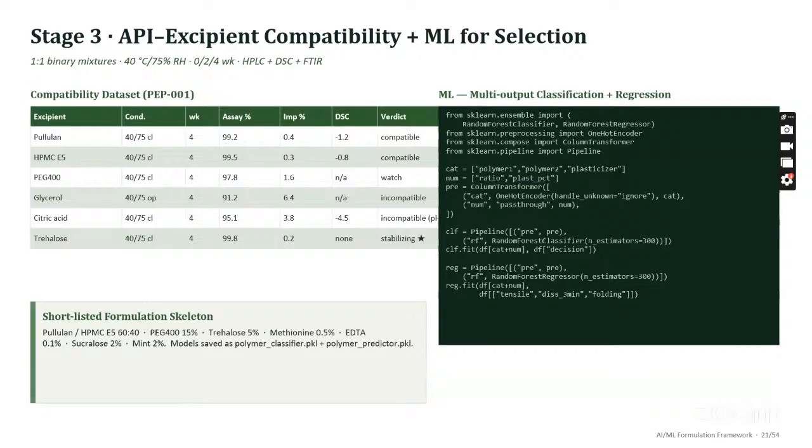Next, API excipient compatibility. The API excipient binary mixtures under stress. This triphos is actually stabilizing. Glycerol and citric acid are incompatible. So this ML model, machine learning, then does multi-output prediction to shortlist the formulation skeleton. And the models are saved and versioned. So this is the classification regression model, multi-output classification regression.